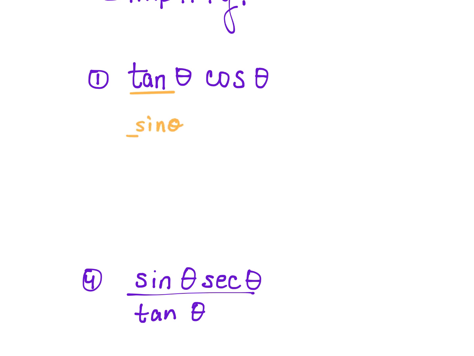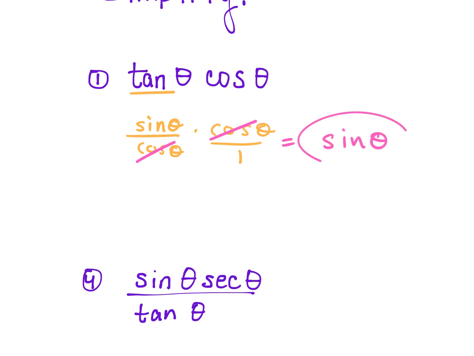Sine over cosine. So I have sine over cosine times cosine, I'll call it over 1. When I multiply these together, do I get anything to cancel? The cosine. I have a cosine being multiplied on the top and the bottom, so they cancel. What do I have left? Just sine. So that would be my answer.